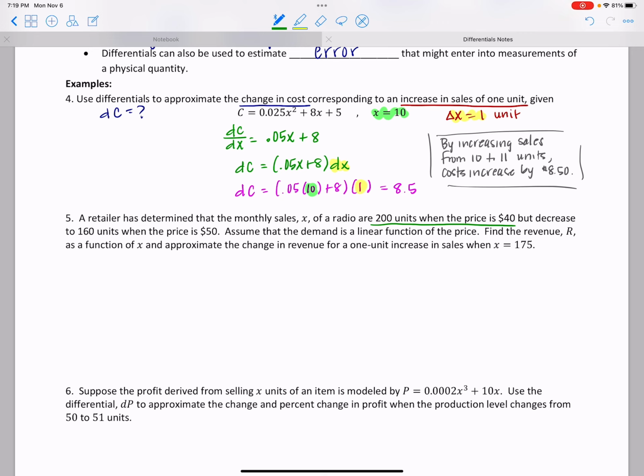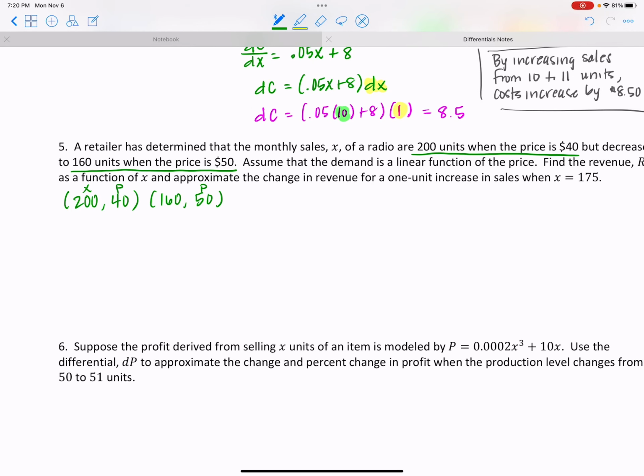Because it says this is a linear function, the demand function, the price function that I'm trying to write, I'm going to write that as a coordinate. So 200 units corresponds with $40. So that's an X and that's a price. And then it says that when they decrease to 160 units, the price is $50. So we have 160 units corresponding with a $50 price.